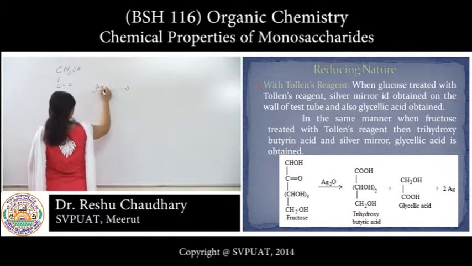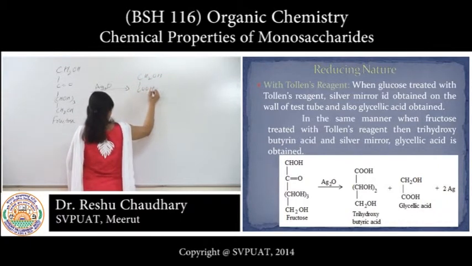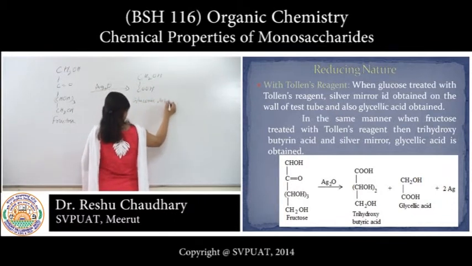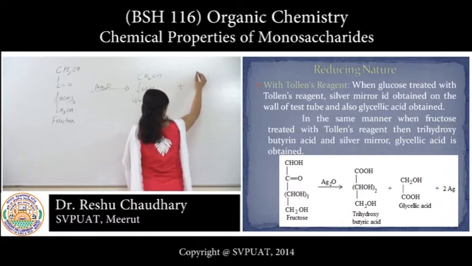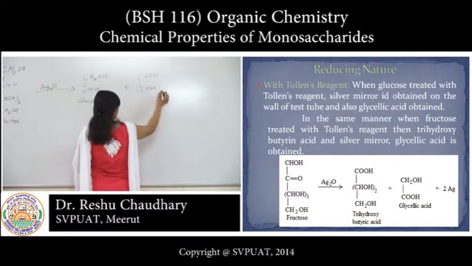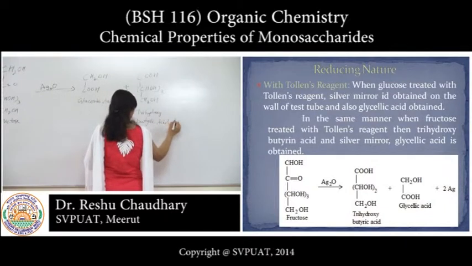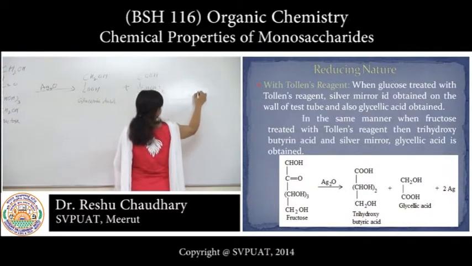When it reacts with Ag2O, it forms CH2OH, COOH. This is known as glycolic acid plus CHO, (CHOH)2 and CH2OH. This is trihydroxybutyric acid plus 2 molecules of silver.